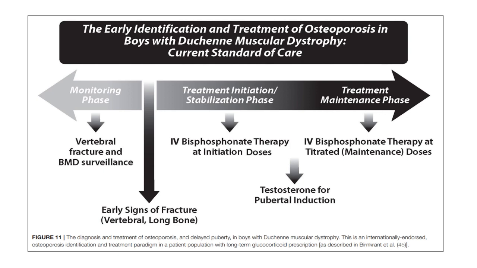So this is a current standard of care for those boys with Duchenne's muscular dystrophy. So during the monitoring phase, vertebral fracture and BMD surveillance is done. During the stabilization phase, if IV bisphosphonate therapy is used at initiation doses, once there are early signs of fracture, and in the maintenance, these need to be continued at the maintenance doses. And also, as we have discussed, testosterone can be used for the pubertal induction.